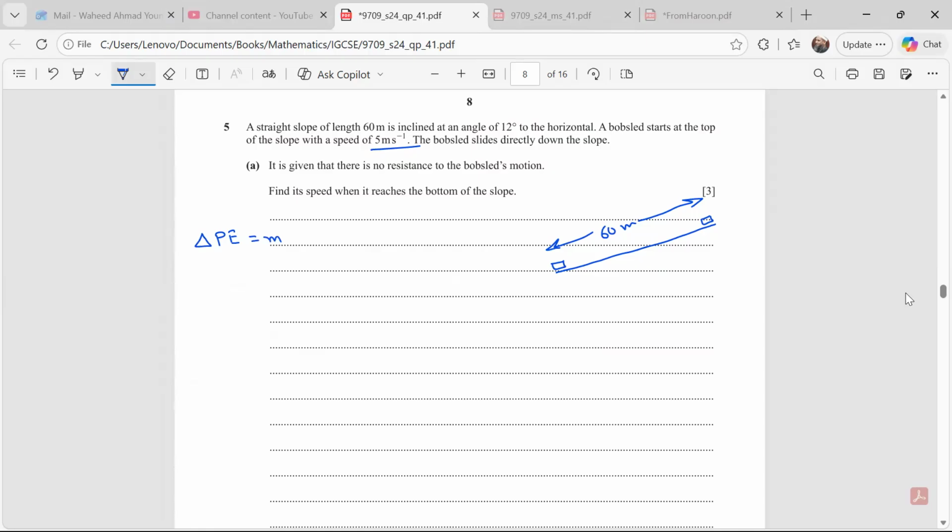That is going to be mgh. Now, how much is h? h is equal to 60 times sine of this angle, 12 degrees. So this would become m, g, and h is 60 sine 12 degrees. Now the loss in the potential energy is equal to the gain in the kinetic energy. So how much kinetic energy has been gained?